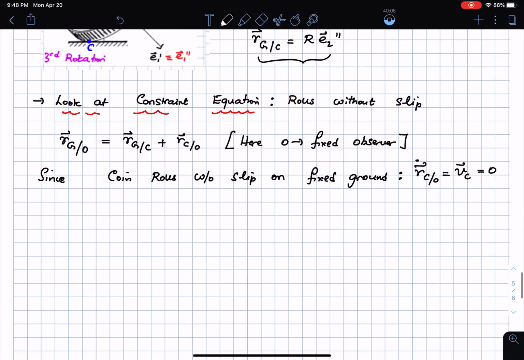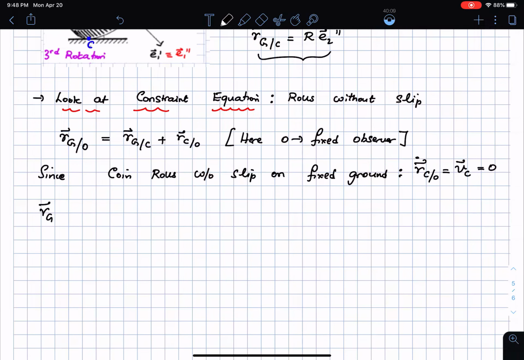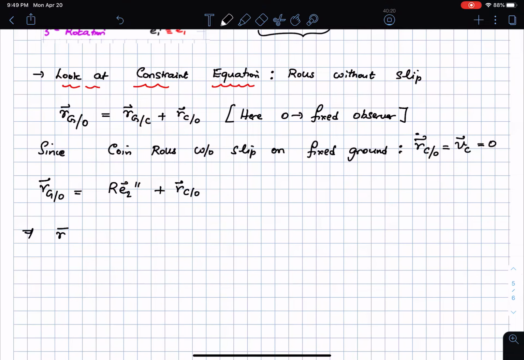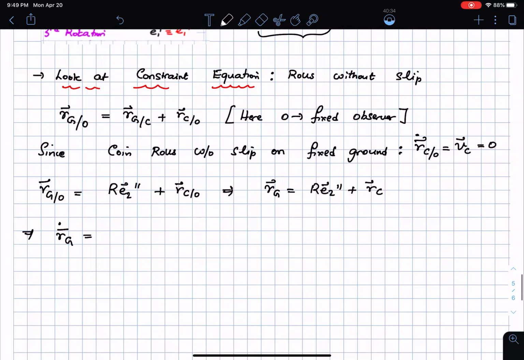Okay, and so if I take the differentiation, let me go to the next step. So r g slash o is r g slash c, which is r times e2 double prime, plus r c slash o. We usually drop the subscript for the fixed observer, so r g is r e2 double prime plus r c. So r dot g, which is the velocity of g, is going to be d by dt of r e2 double prime plus r dot c.